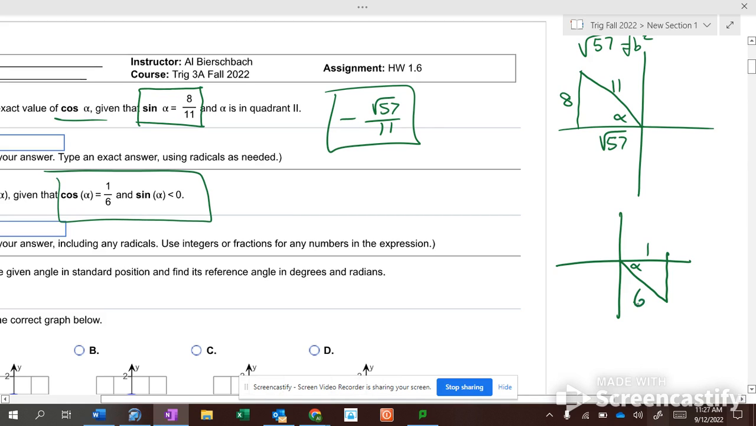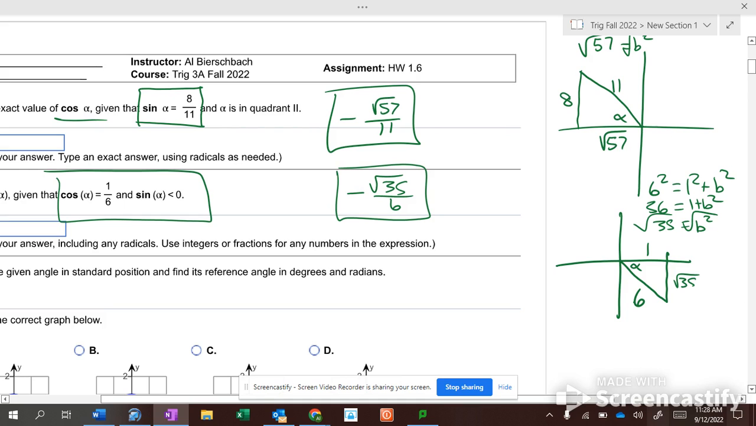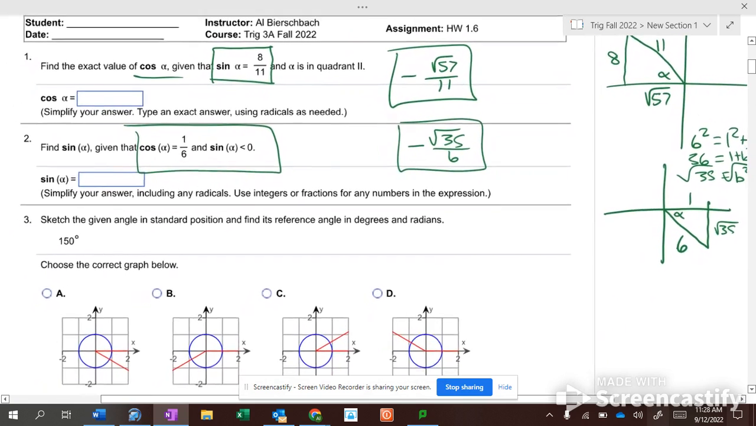Cosine is 1, hypotenuse is 6. We need to figure out what the opposite side is. And again, you use the Pythagorean theorem. 6 squared equals 1 squared plus b squared. So 36 equals 1 plus b squared. 35 equals b squared. Take the square root. So it's the square root of 35 over 6. And sine is positive or negative? Negative in quadrant 4. So they have a couple like that, and you'll hit some of those a little later on. Okay?